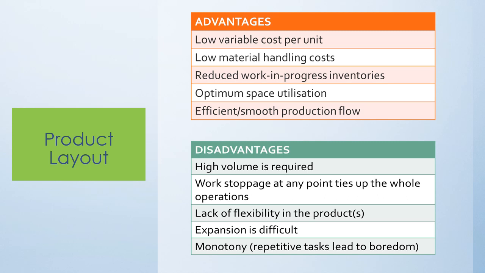Product layout has a few advantages and disadvantages. Let's go through some of the advantages first. It has low variable cost per unit. Why? Because the product that is produced is a standardized product where the company creates a few assembly lines. Shoes are called a standardized product where the company comes up with the criteria and characteristics of the shoes, then starts the production later. So the company will buy the raw material in bulk to produce shoes.